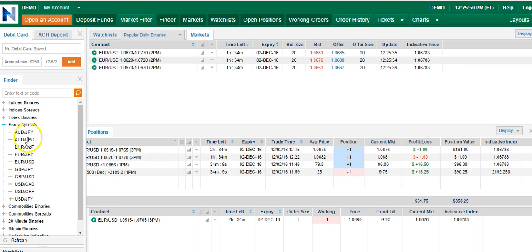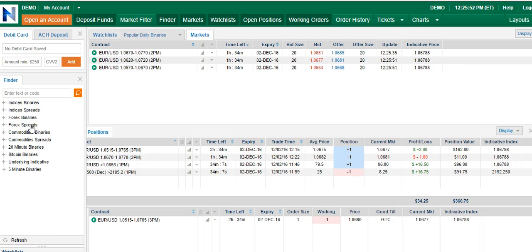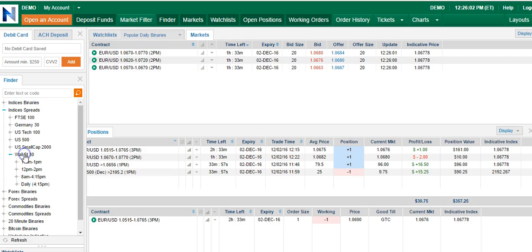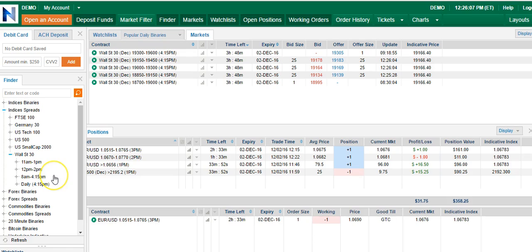So we're going to go to a different thing just to show you a little different look. We're going to look at the Indicative Spreads, and we'll look at the Wall Street 30, which is the Dow Jones, and we'll look at the 8 to 415. And you can see the market is at 19,166, 165. Again, the middle one is usually the one that's going to be the most accurate, in the sense that it's going to be closest to the indicative.